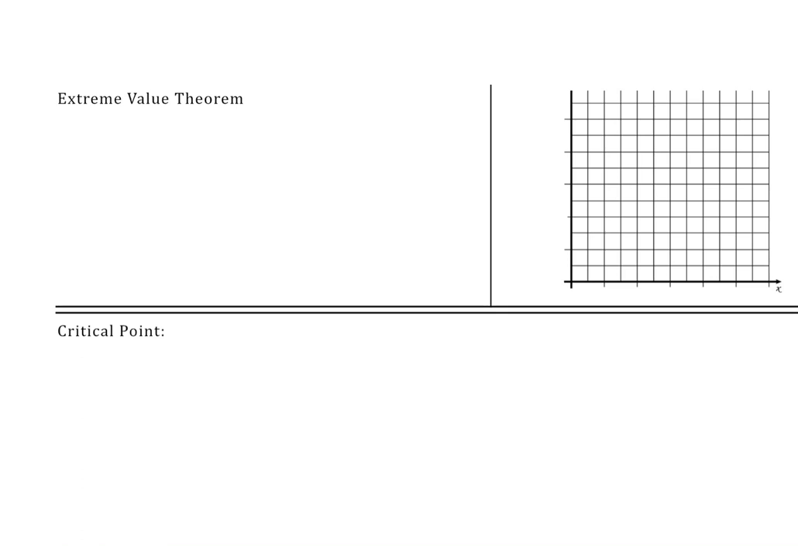Today's lesson is on the extreme value theorem and critical points. So, starting out, extreme value theorem, it's pretty simple. It's just that if you've got a function f, and if it's continuous on closed interval a to b, then that means it has at least one min and at least one max.